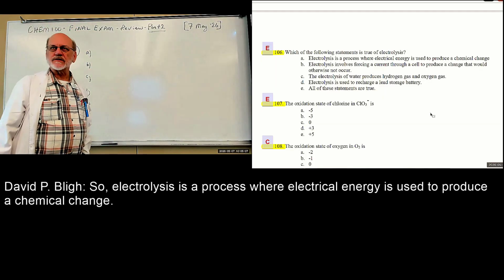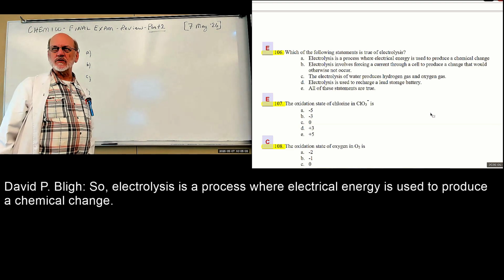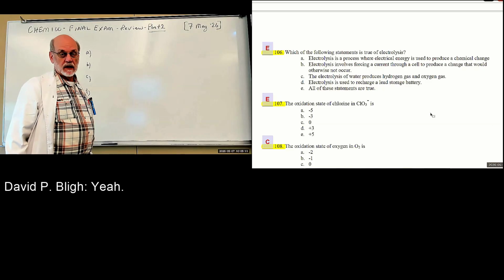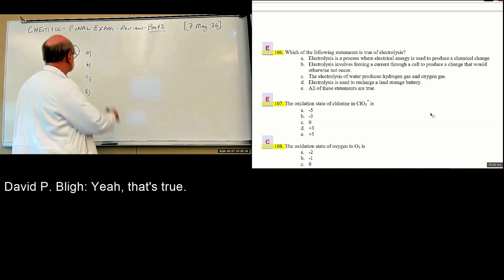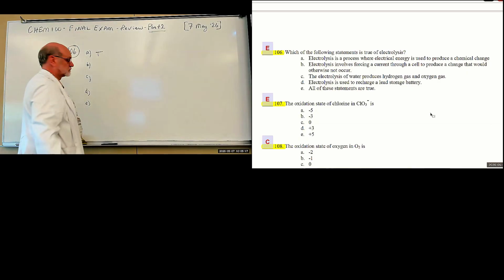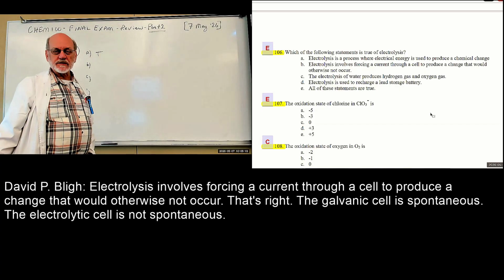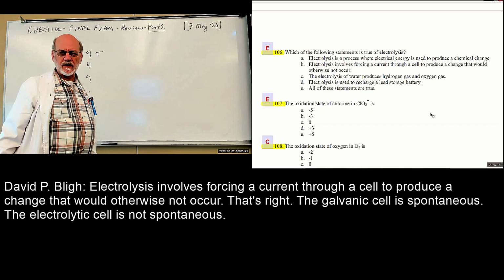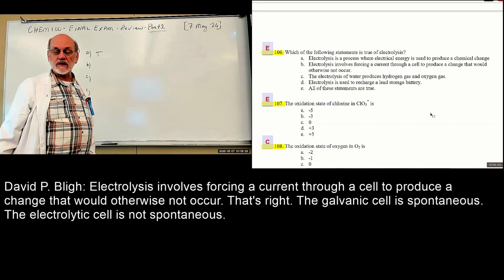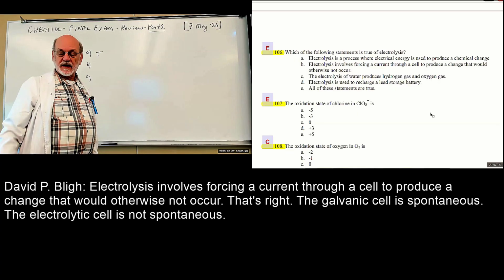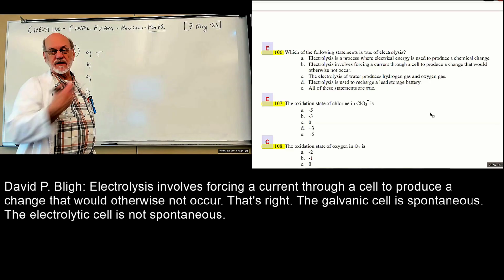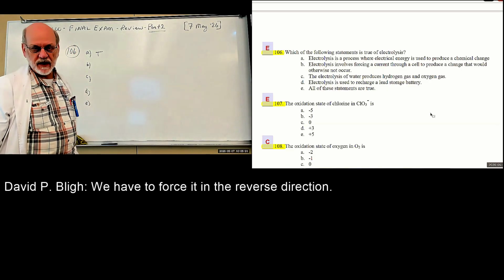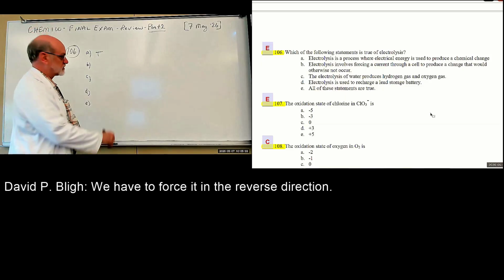So electrolysis is a process where electrical energy is used to produce a chemical change. Yeah, that's true. Electrolysis involves forcing a current through a cell to produce a change that would otherwise not occur. That's right. The galvanic cell is spontaneous. The electrolytic cell is not spontaneous. We have to force it in the reverse direction.